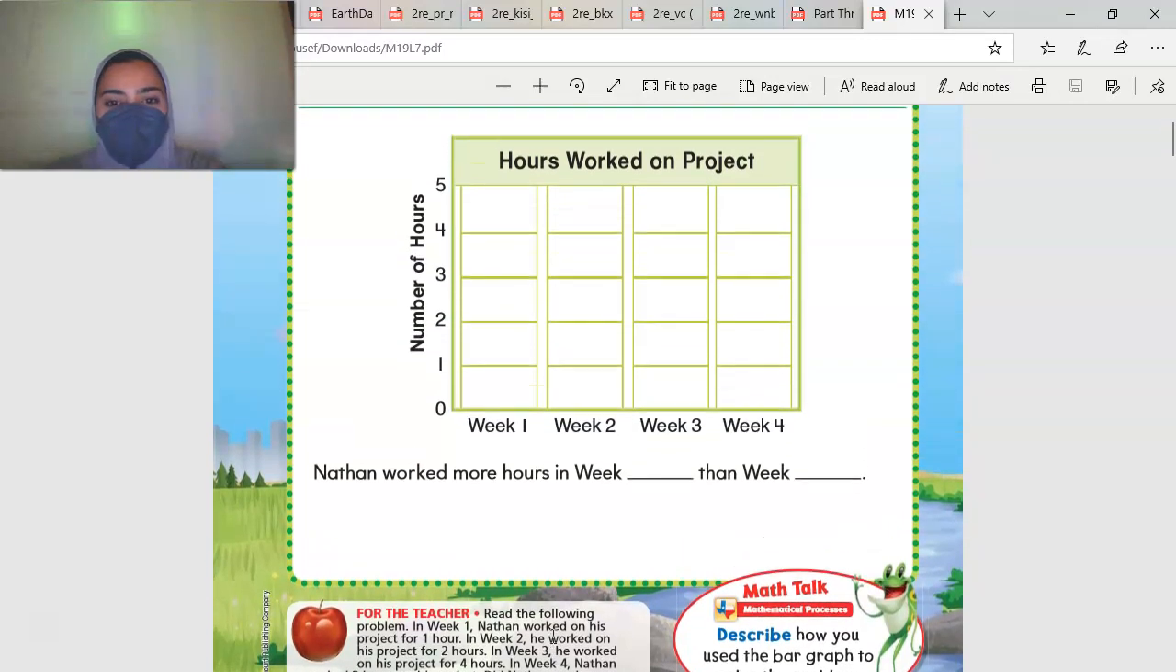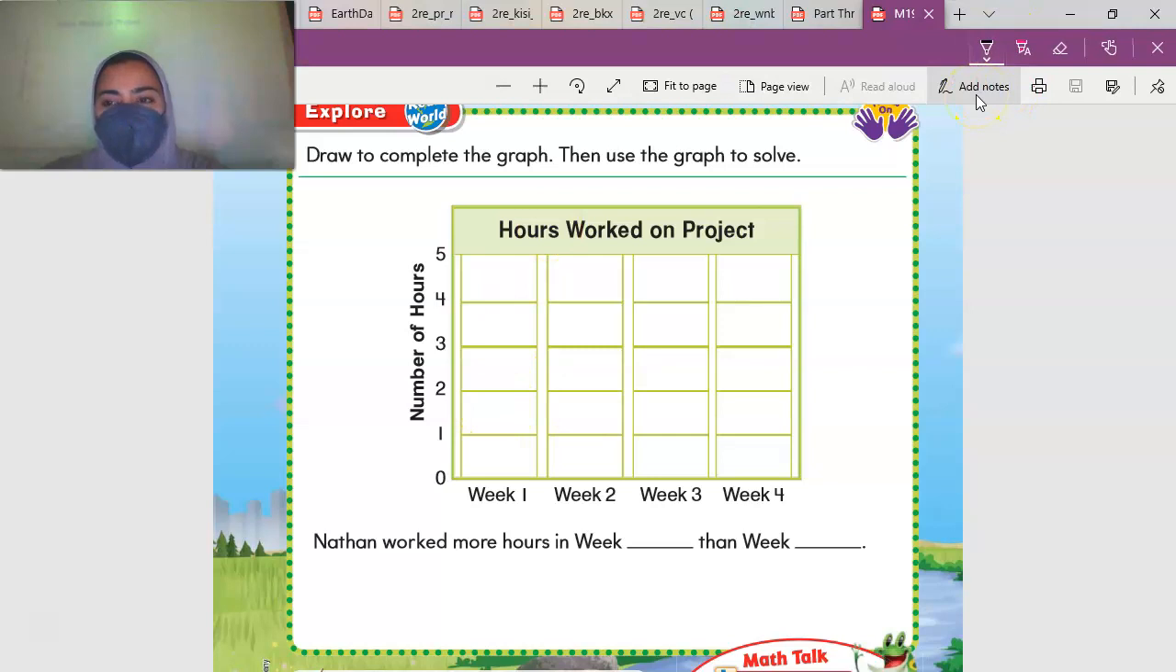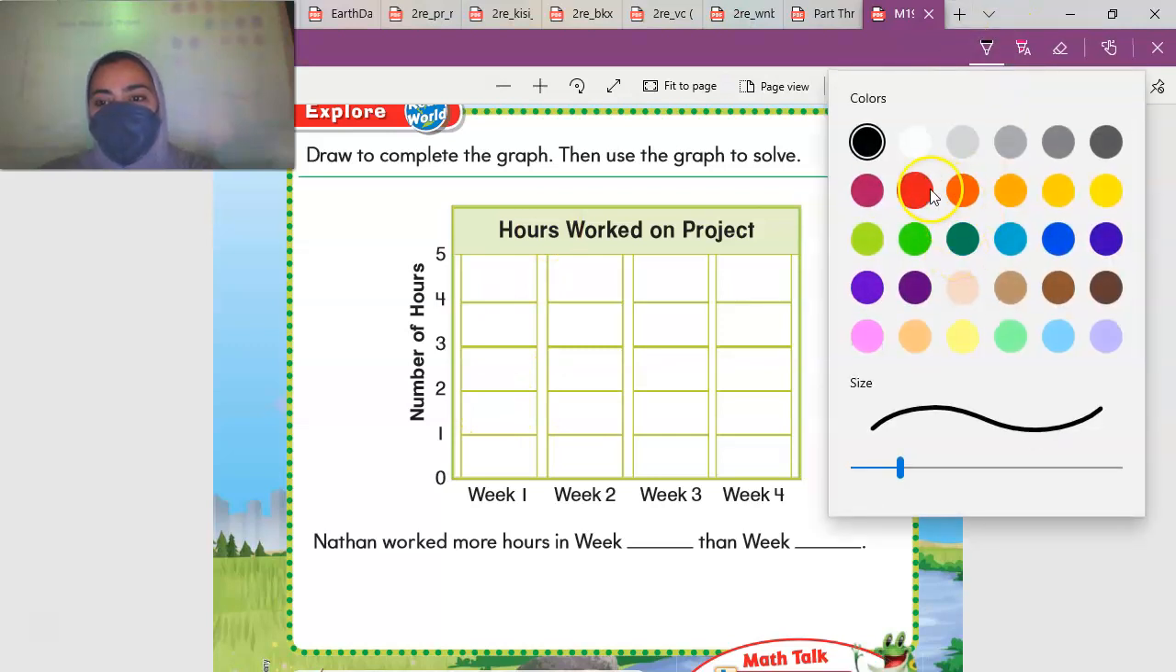So the first thing we're going to do is we're going to go ahead and fill in this bar graph. They have not filled it in. They did write the number scale on the side. They did write the label. They did write week 1, week 2, week 3. They did write the title. We just have to fill in the rest. So you can take out your crowns to do this.